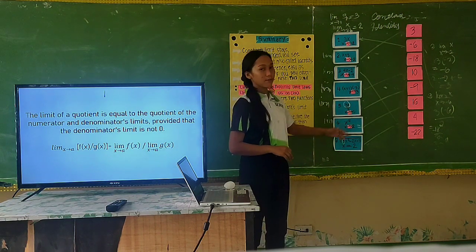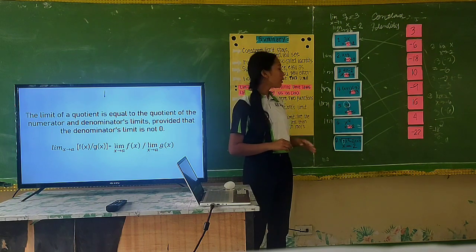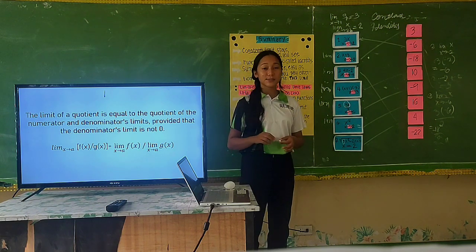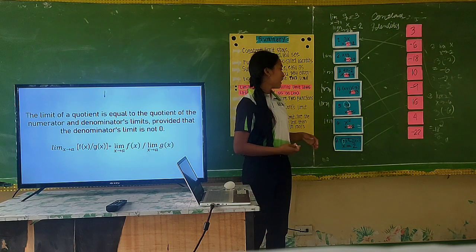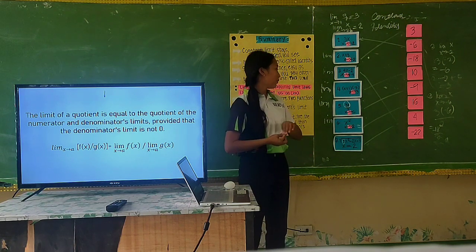Then followed by the limit of the function of x as x approaches negative 6. So 3 times negative 6, it's negative 18, divided by 2. It's negative 9.